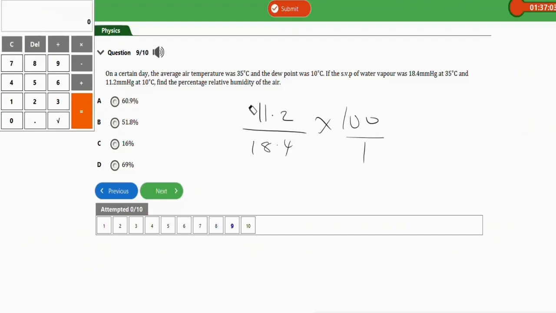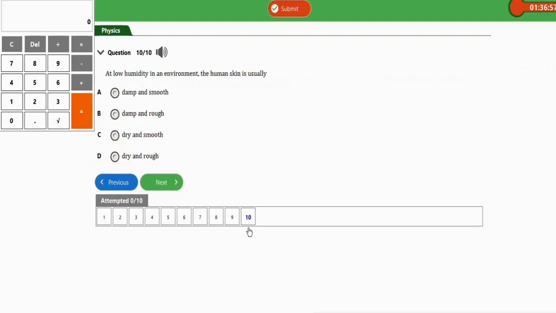Alright, so lastly, before we call it a video, let's look at this question. Question 10. It says, at low humidity in an environment, the human skin is usually A. damp and smooth, no. B. damp and rough, no. C. dry and smooth, no. D. dry and rough, correct. So the correct option in this question is option D, which is dry and rough. So this basically covers problems involving dew points, humidity, and relative humidity for JAMB Physics.